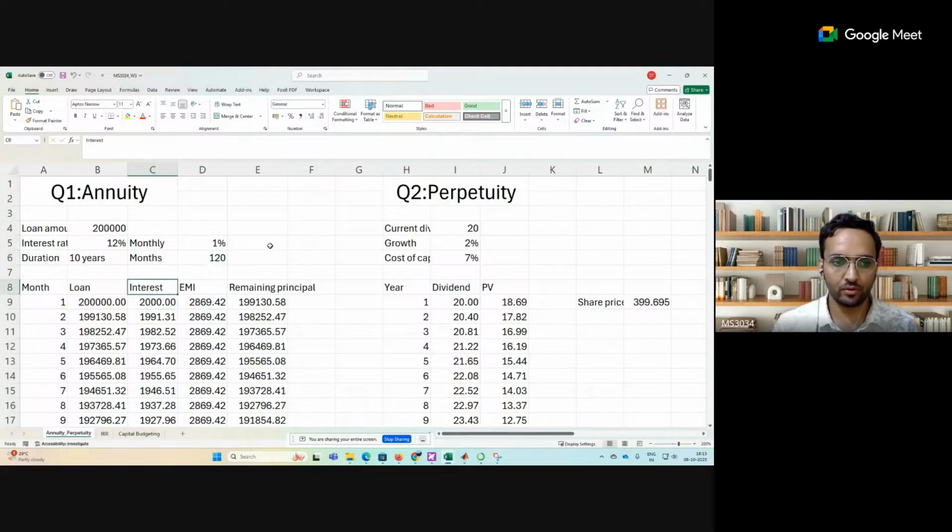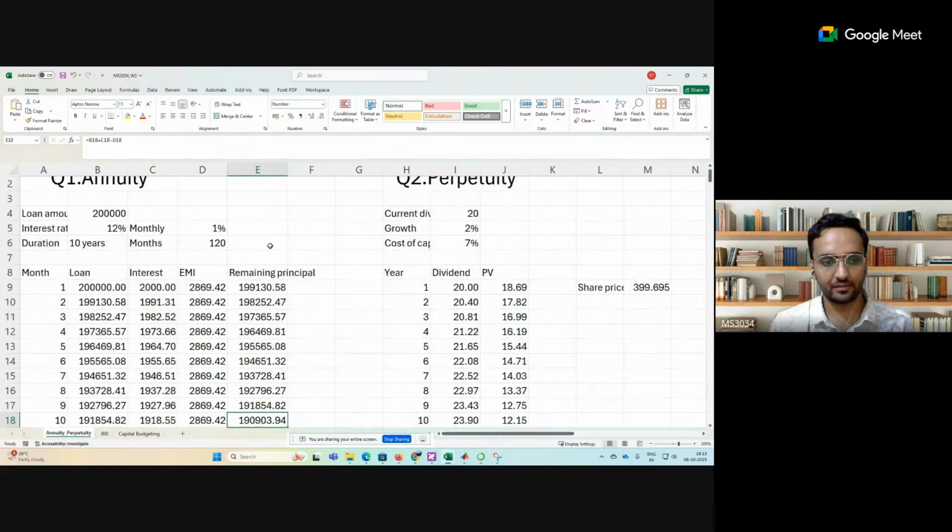What we do is calculate the EMI amount using the annuity formula. For the first month, we compute the interest by multiplying the interest rate by the loan amount, and then we compute the remaining principal. We do this calculation in Excel, where we can simply drag the formula for each cell.